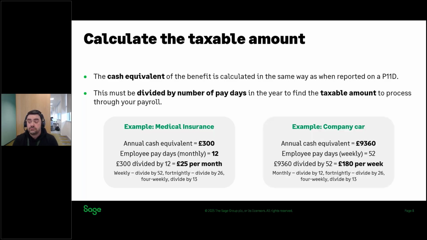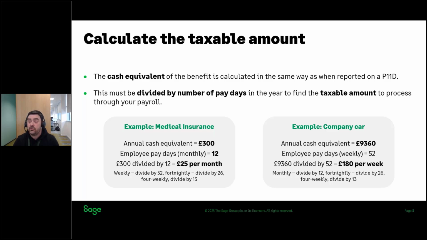Another example would be for a company car. Now, getting the annual cash equivalent of a company car does involve some calculations. There is an online calculator on the HMRC website, or there's also company car records in Sage Payroll that will do this calculation for you, which we're going to see later.